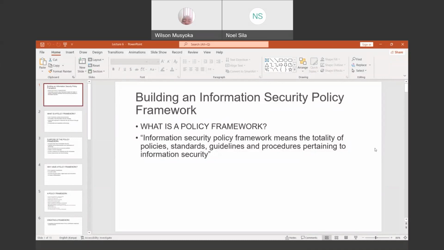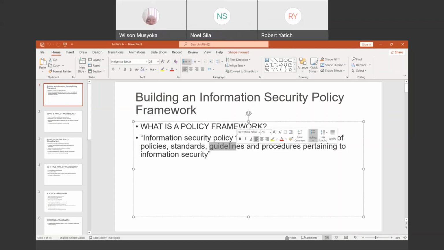And when we are talking of an information security framework, we are talking about the totality of the policies, standards, and guidelines, as well as procedures that pertain to information security. When we were studying, we said that there are three basic pillars which are going to guide how information security is going to be implemented within an organization.